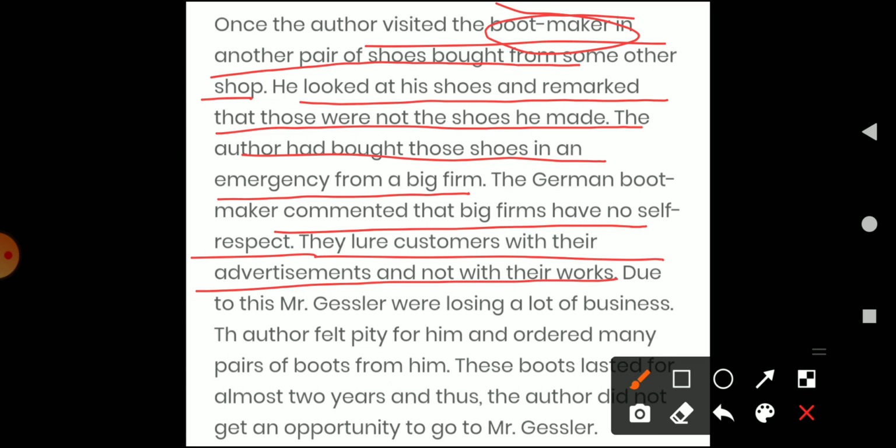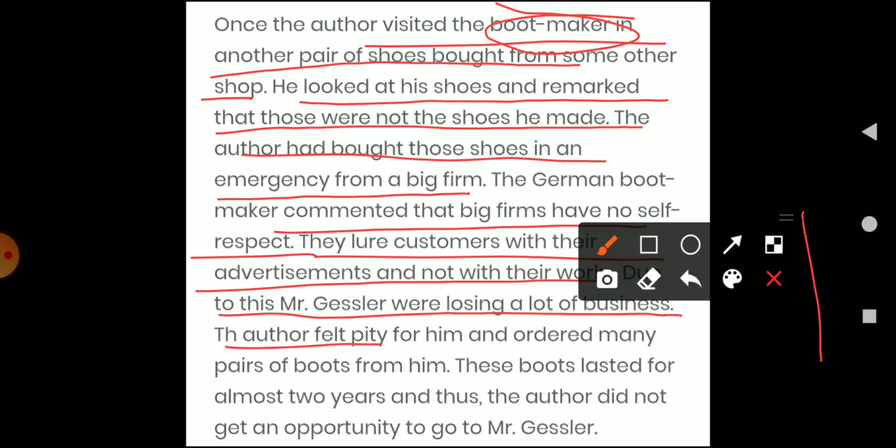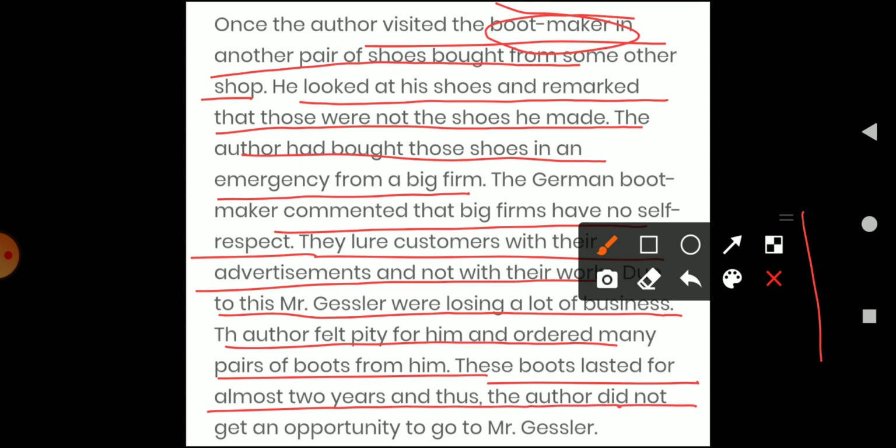Due to this, Mr. Gessler lost a lot of business. The author felt pity for him and ordered many pairs of boots from him. These boots lasted for almost 2 years, and thus the author did not get an opportunity to go to Mr. Gessler's shop. So what happened is, the author was able to see that because Mr. Gessler is very particular about shoemaking, he did not get much business from the shoemaking companies.